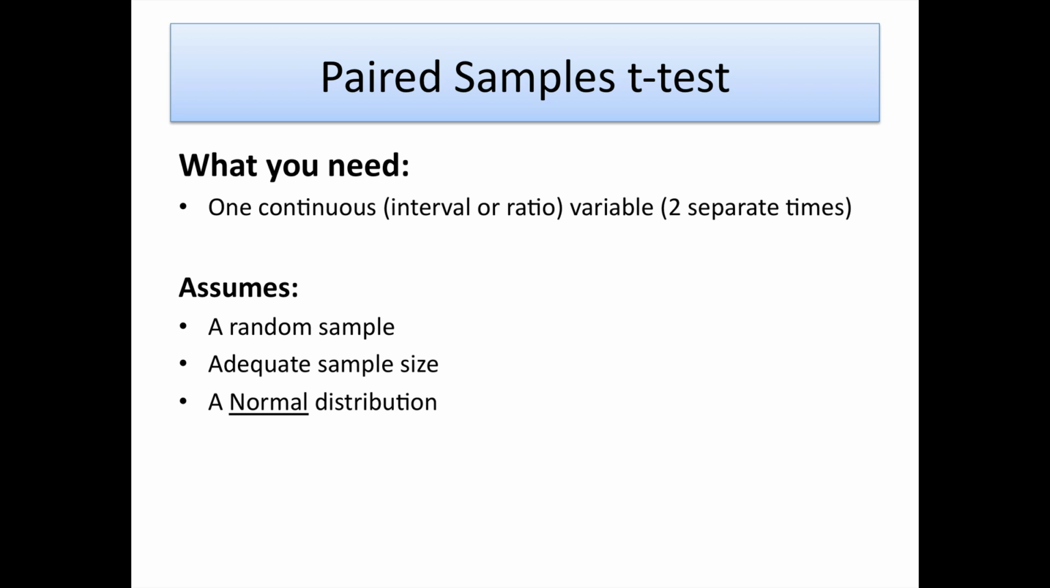So what do we need? We need one continuous variable, i.e. interval or ratio, on two separate occasions. Okay, so T1 and T2. Our assumptions are fairly straightforward as well. Firstly, we need to make sure that we have a random sample and that we have an adequate sample size. A random sample is important, and we think that an adequate sample size is normally about 50, although some people say 30. We also need normal distribution for both of our continuous variables.